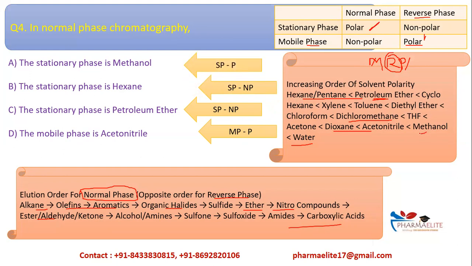The stationary phase is methanol. As we can see here, methanol is a polar substance, and yes, in normal phase chromatography, we need a polar substance as the stationary phase. Therefore, option A is correct. Next question.